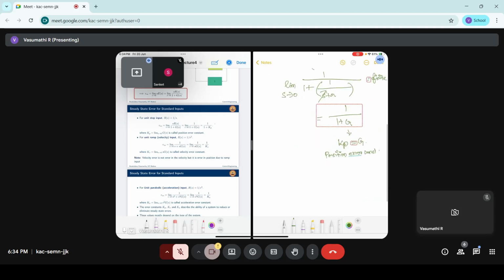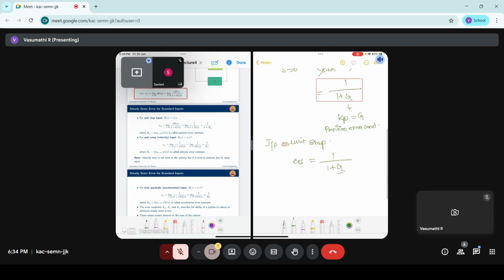Good. When the type of the system is equal to 0, sorry, when the input is equal to unit step, the error constant will be 1 by 1 plus G, where we call this G separately as Kp, where Kp is equal to G. I'm going to call this the position error constant, right? For a type 0 system, this will be as it is. For any type of system, type 1 or type 2, this will be as it is, that we are going to see here.